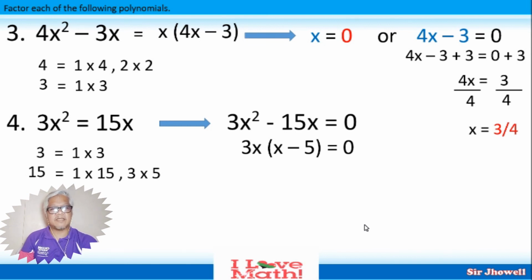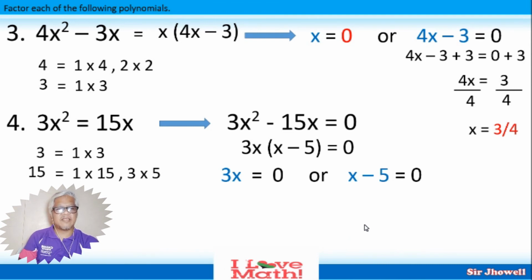Again, let us check. 3x squared divided by 3x, the answer is x. Negative 15x divided by 3x, the answer is negative 5. Or vice versa. 3x times x, 3x squared, and 3x times negative 5 is negative 15x. Then from the factors, ano ang mangyayari? 3x equals 0 or x minus 5 equals 0. Now, unahin natin, 3x equals 0. X has coefficient 3. Ibig sabihin, divide both sides by 3 to get x equals 0.